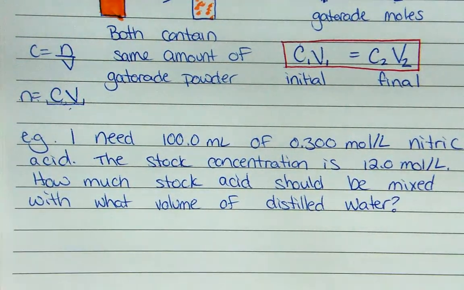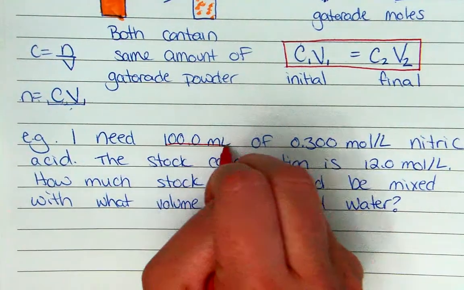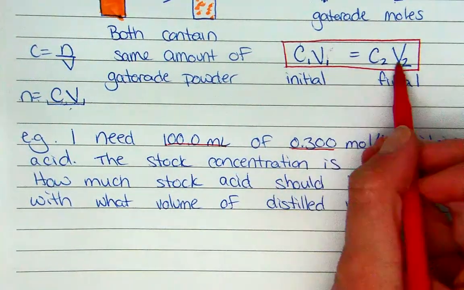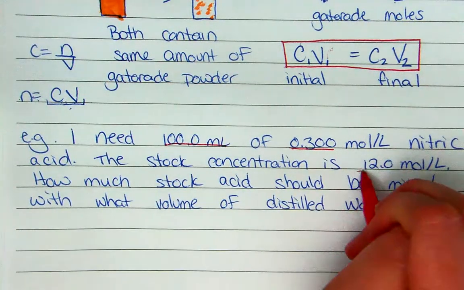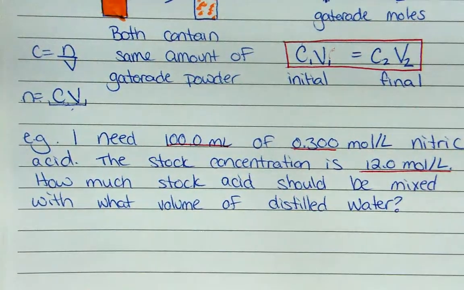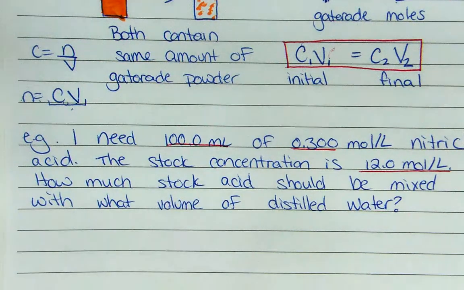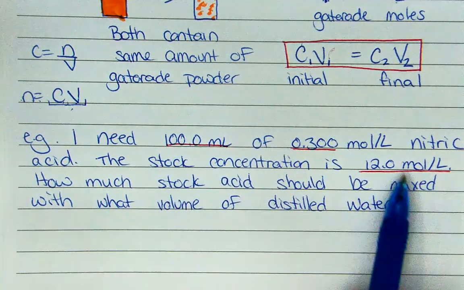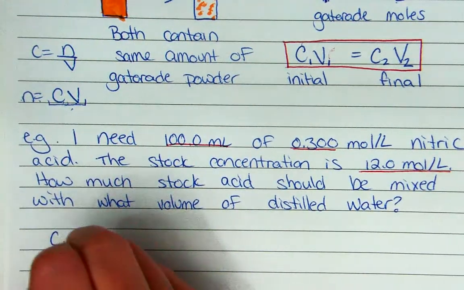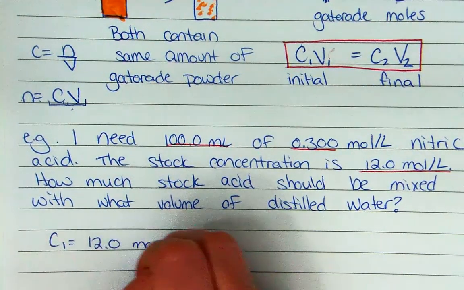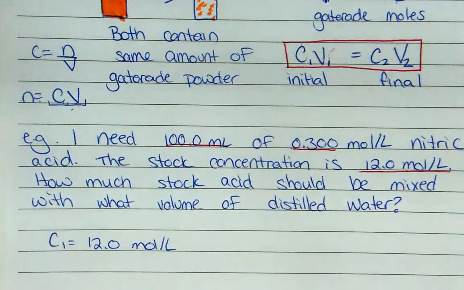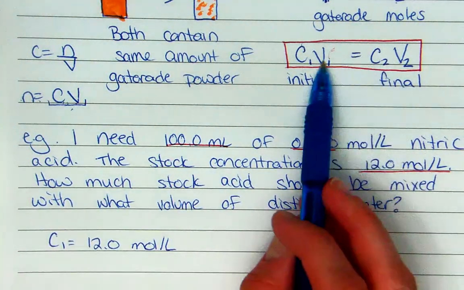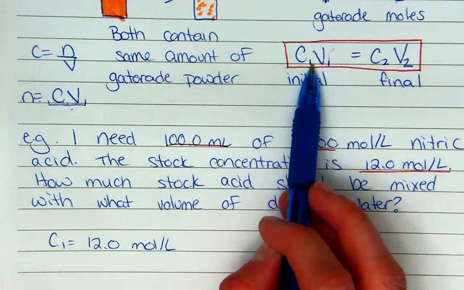Take a moment here to identify our knowns. We're seeing some numbers, but see if you can match them to what variable they might be. So initial concentration is 12.0 moles per liter. And if you're sitting there saying, Miss Morton, I called these the initial, that's fine, guys, as long as you're grouping the right concentration and volume together.